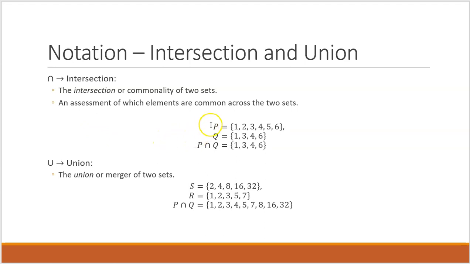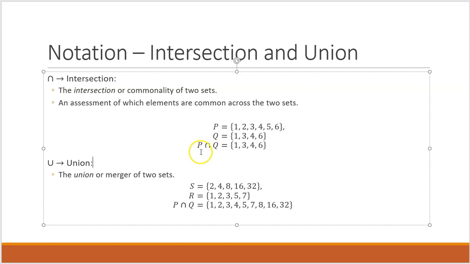So considering sets P and Q over here, set P has members 1, 2, 3, 4, 5, and 6. Set Q has members 1, 3, 4, and 6. And this little symbol here, it's almost like an upside down U. It represents what is common, or it asks the question, what is common between set P and set Q? And looking at this, we can see that 1, 3, 4, and 6.